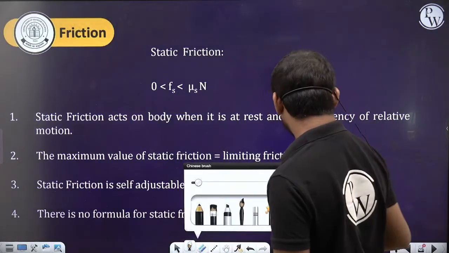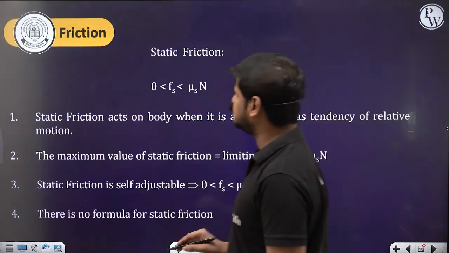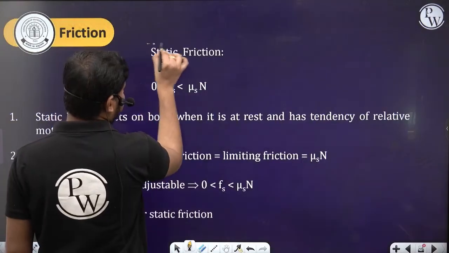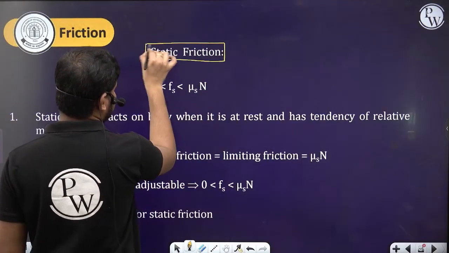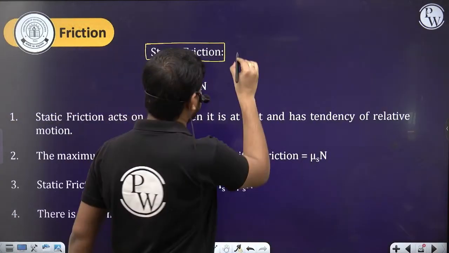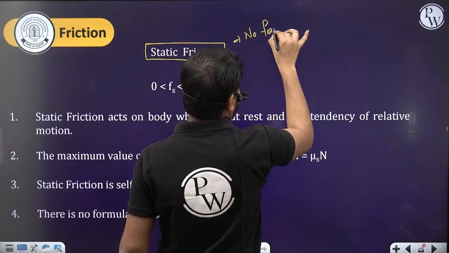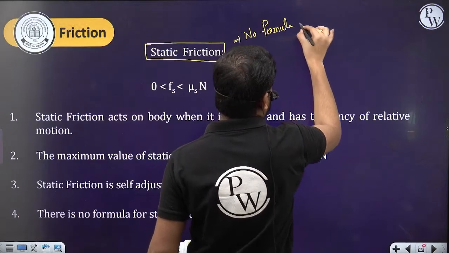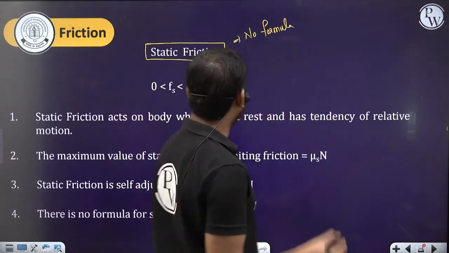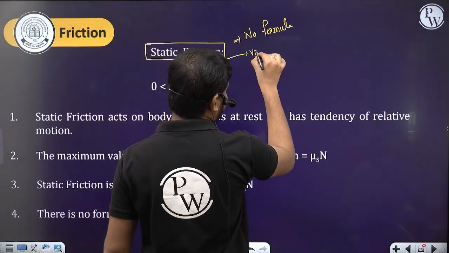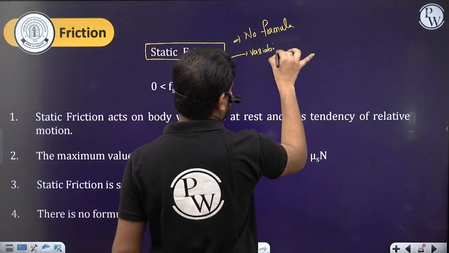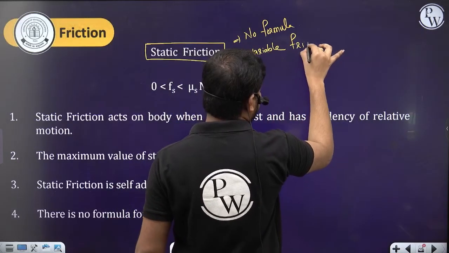So next, let's come to the slide, static friction. See, as we discussed earlier, for the static friction there is no direct formula. So the static friction is a variable friction. It's a variable friction. So from where to where does it vary, sir?